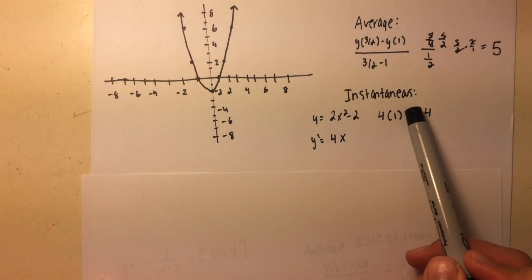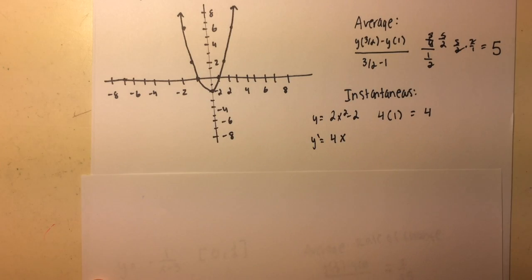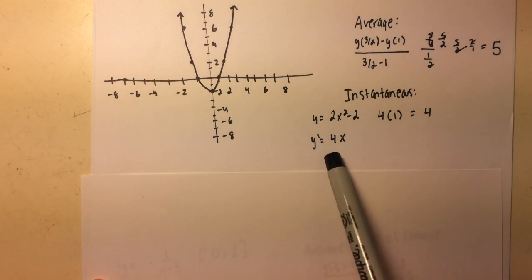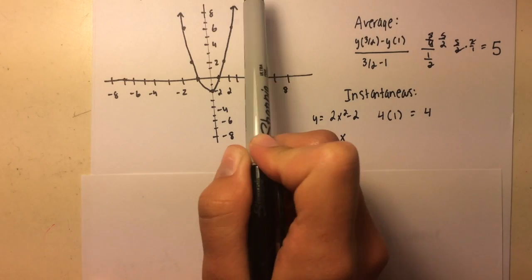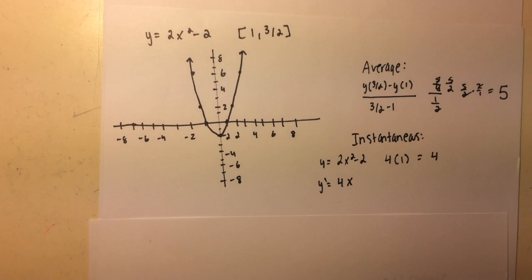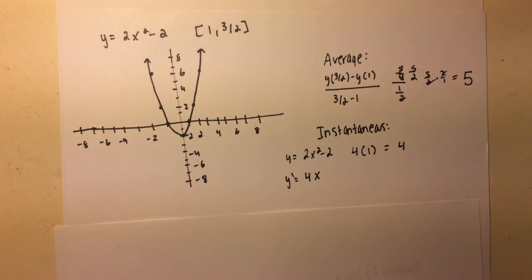The instantaneous rate of change, however, is using the derivative of this function, which can be found with the f of x plus h minus f of x over h equation, to find that it's equal to 4x. You plug the 1 in, because that's the leftmost value, and then you get 4. Once again, you can see that 5 and 4 are not the same value.